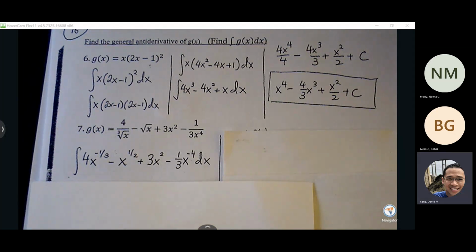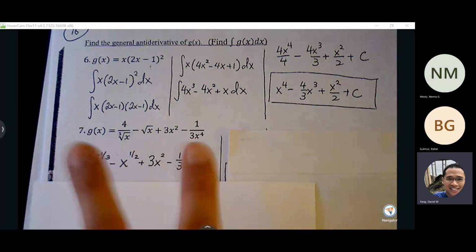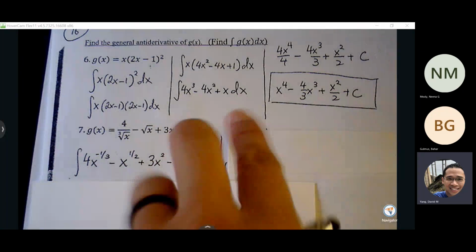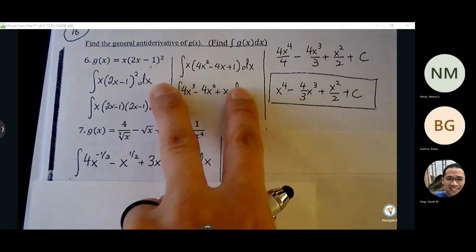Okay, so now the next step, we're ready to do power rule. Once you begin adding 1 to the exponent divided by the exponent, make sure you make your notations drop out. These two will go away. In place of it, you'll have a plus c, right? Just like number 6. As soon as you apply power rule, your notations go away.